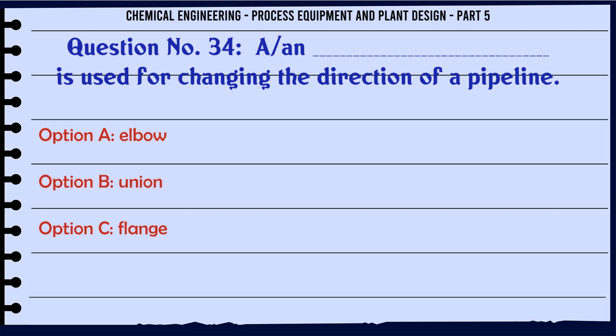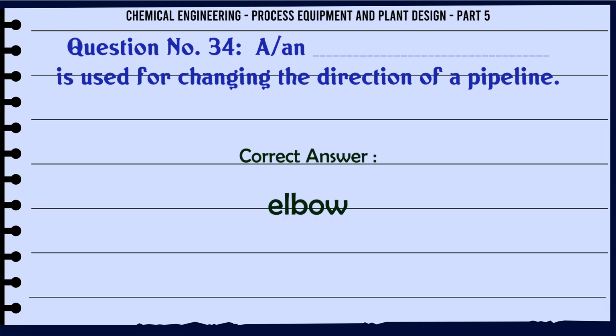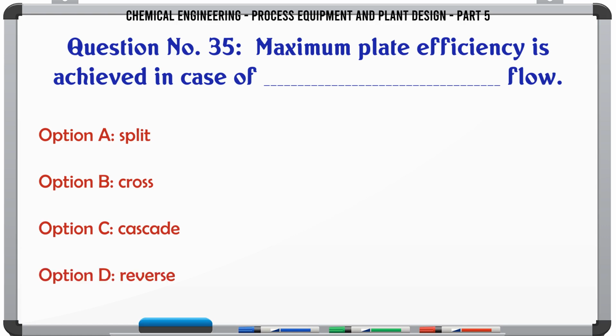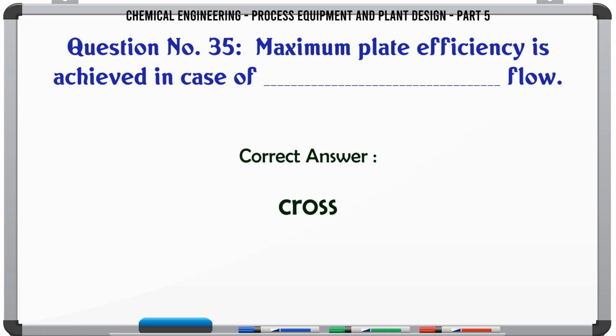A. N is used for changing the direction of a pipeline. A. Elbow, B. Union, C. flange, D. disc compensator. The correct answer is elbow. Maximum plate efficiency is achieved in case of flow. A. split, B. cross, C. cascade, D. reverse. The correct answer is cross.